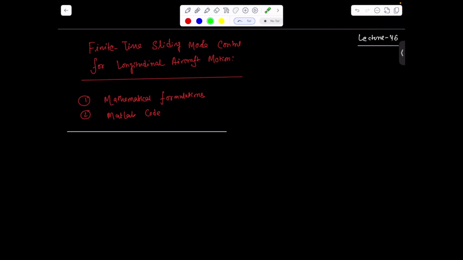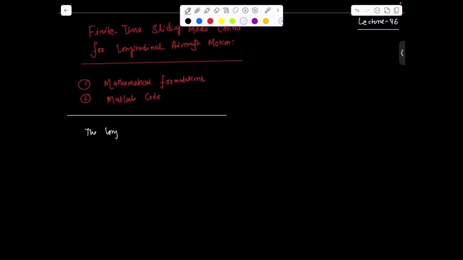Finite time sliding mode control for the longitudinal aircraft motion. In today's lecture, we'll be covering the mathematical formulation of the control, and also we'll have the MATLAB code to simulate the control algorithm we'll be designing for the dynamics. So first, let me define the dynamic model for which we'll be designing the control.